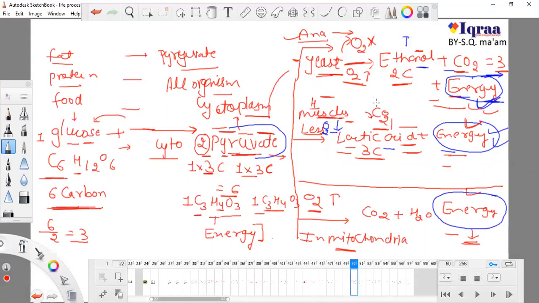Either pyruvate is not forming, or anything can occur. If people have taken some drugs, or by any means there is not enough oxygen for oxygen-based respiration, the lack of this energy can kill that organism instantly at that particular second.